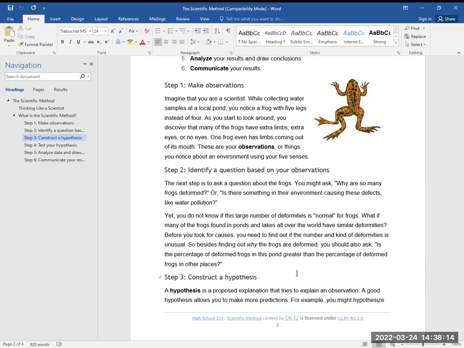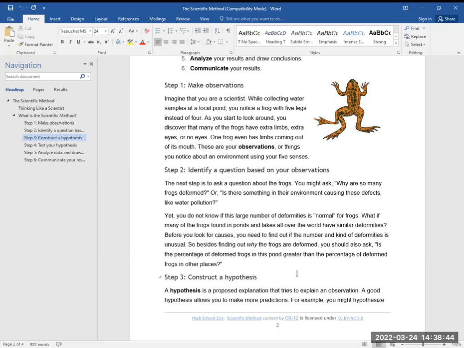So what do you do then? Before you look for causes, you need to find out whether the number of these deformities is unusual. So you need to look for information. So you know what you have, you ask questions, you try to look for answers, and you try to wonder why. But most likely it's a frog, so it has 4 legs. So you start asking the questions.